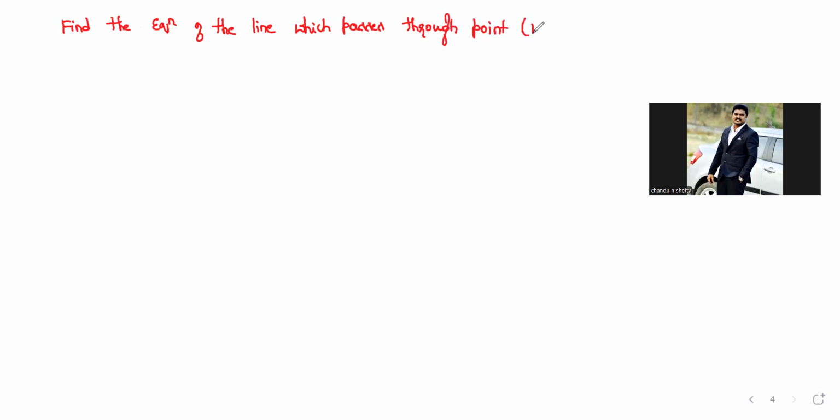So here (1, 2, 3), and the line is parallel to the vector 3i cap plus 2j cap minus 2k cap. Okay. So my dear students, we know the parallel theorem.